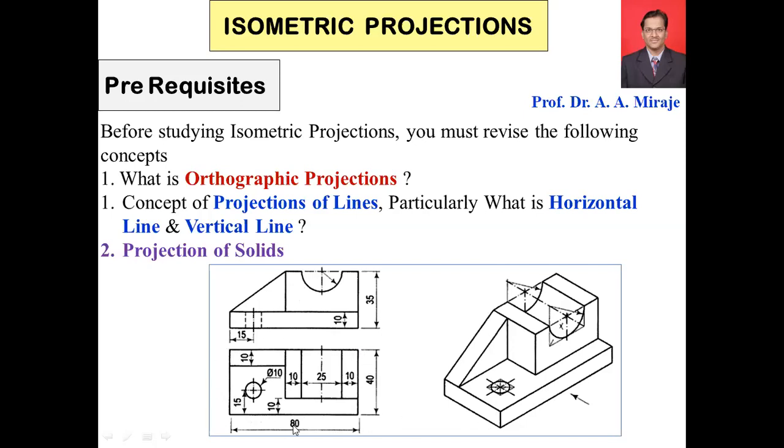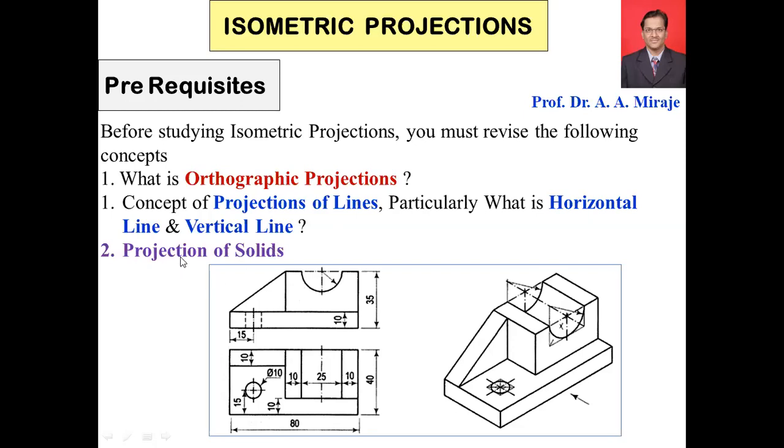Means in the top view, almost all the lines are horizontal. For example, this is 10 mm, then this is 25 length, this is 10 length, this is 15 length, this is 10 length, this is 40 length. So almost all the lines in the top view are horizontal lines. That is a very important concept in isometric. In the next slide, we'll cover this in detail. But from the projection of lines, these concepts are required.